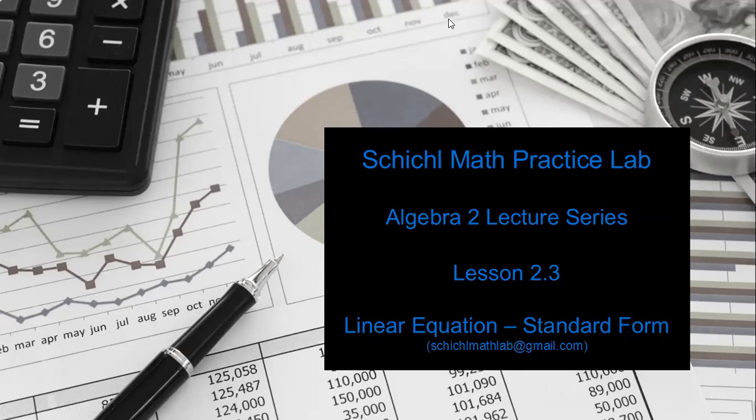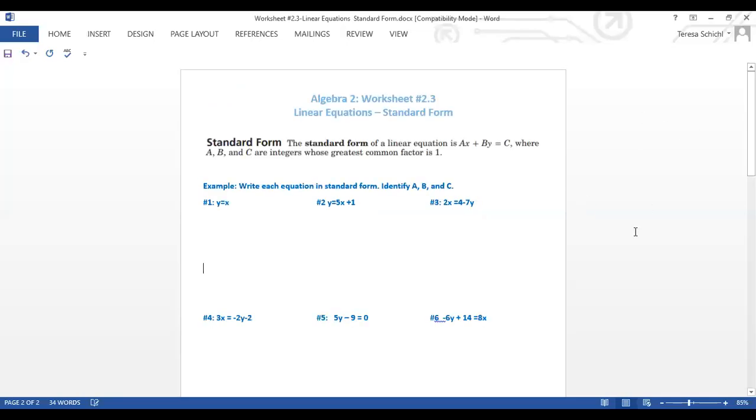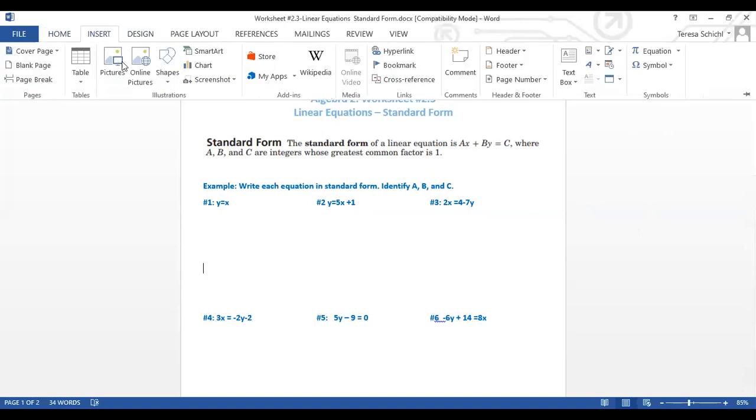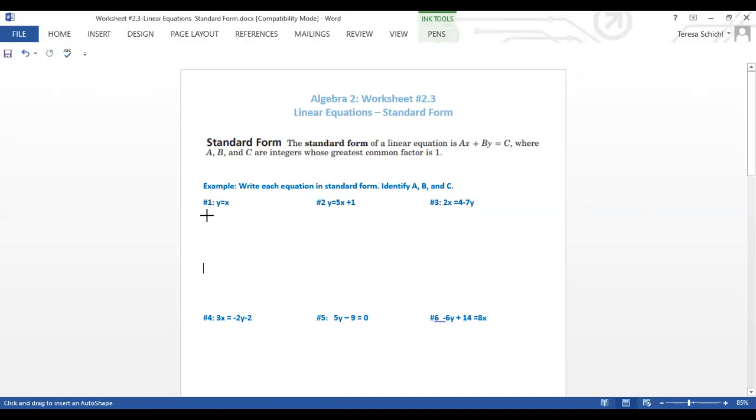Now let me go to my worksheets here and let me see. Oh, here we go, I found it. This is the worksheet for 2.3, how to write the linear equation into standard form. Let me get my pencil ready.